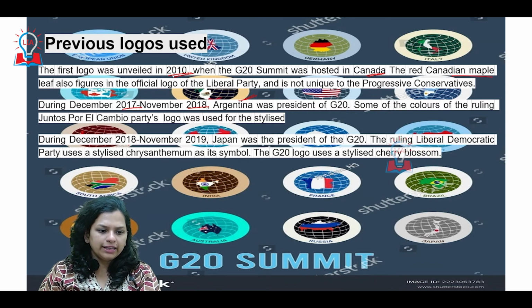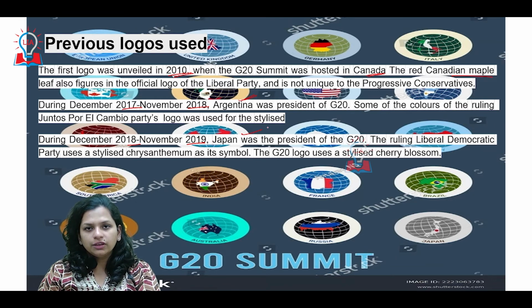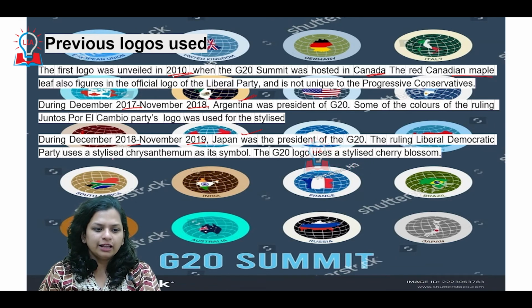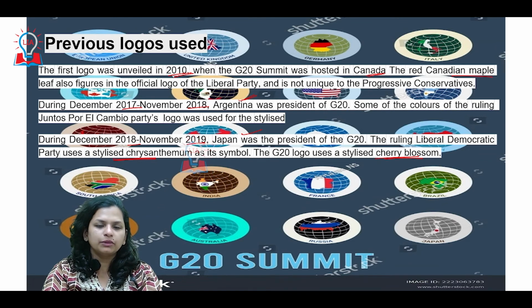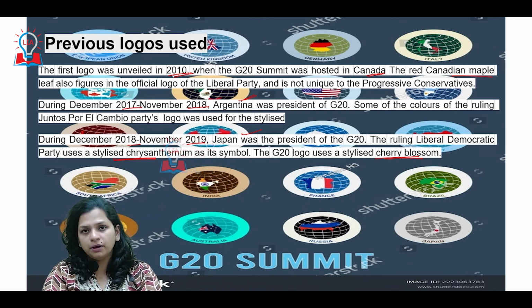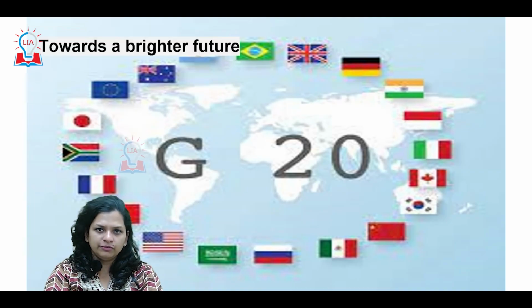Also, during 2018 and 19, when Japan was heading the entire G20 presidency, that is also when there was a similarity in the symbols that were used, from a stylized chrysanthemum to a stylized cherry blossom. So this kind of similarity is not something uncommon. It has been used in the past by several other countries. So it's not that India is doing it for the very first time.